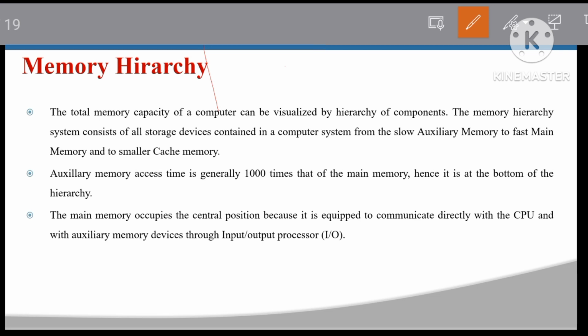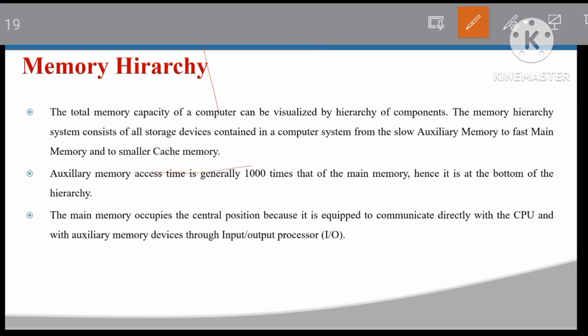Next, the access time of auxiliary memory is great, generally 1000 times that of main memory. You can see it's not that easy. It's not time compatible for auxiliary memory access, it's much slower than main memory. Hence it is at the bottom of the hierarchy. To get data from auxiliary memory, it takes more time.